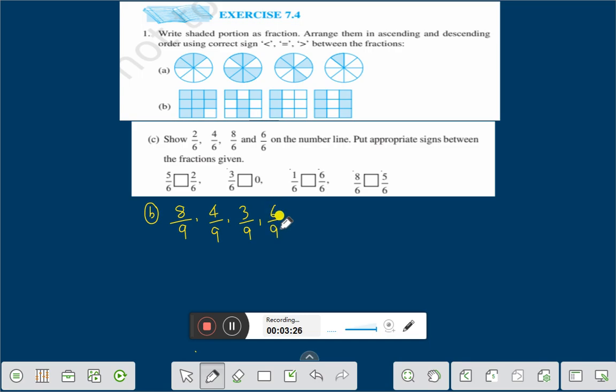Right? Now, if we arrange them in ascending order, we will get the least one, that is 3 by 9, is less than 4 by 9. 4 by 9 is less than 6 by 9, and 6 by 9 is less than 8 by 9. This is in ascending order.